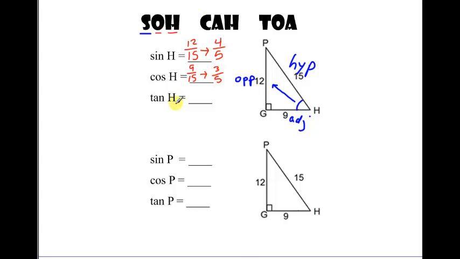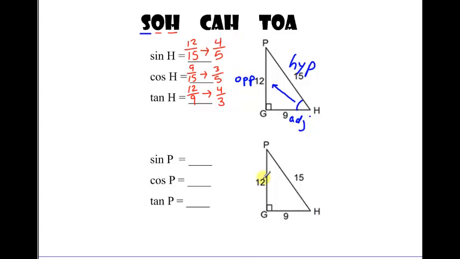And then the last one, tangent from SOHCAHTOA, it's opposite over adjacent. Let's put 12 as our opposite, over 9 as our adjacent. So 12 over 9 is our ratio, and that reduces down to 4 over 3 for my final answer.